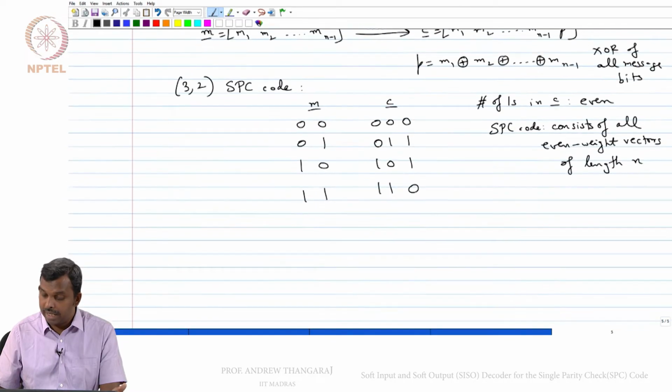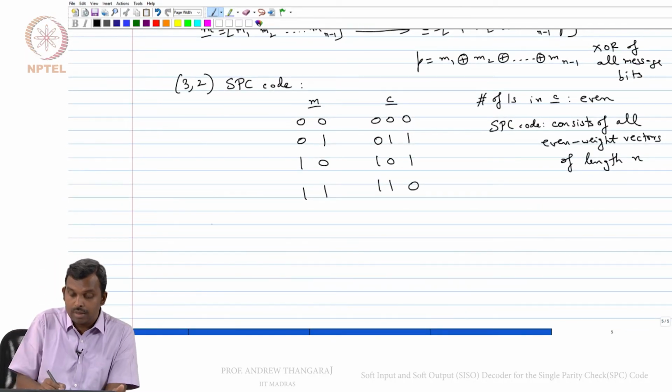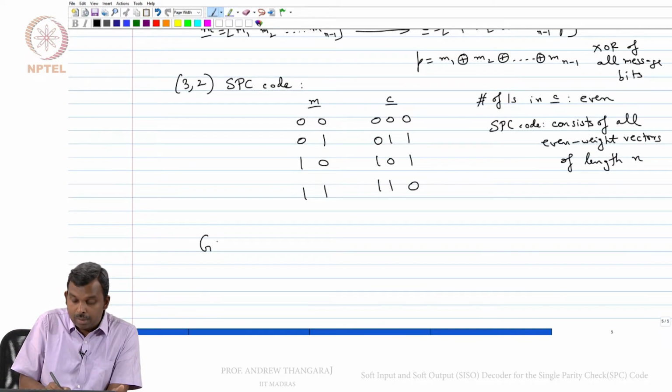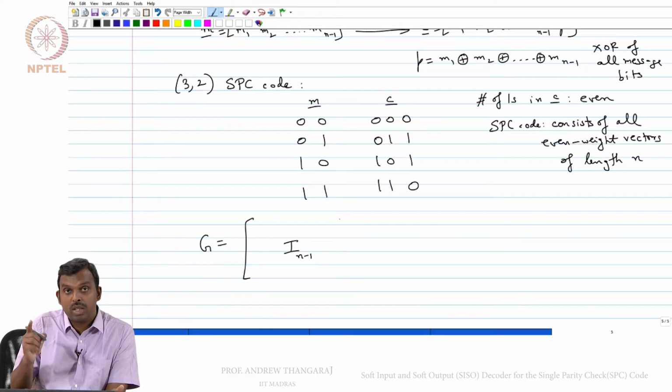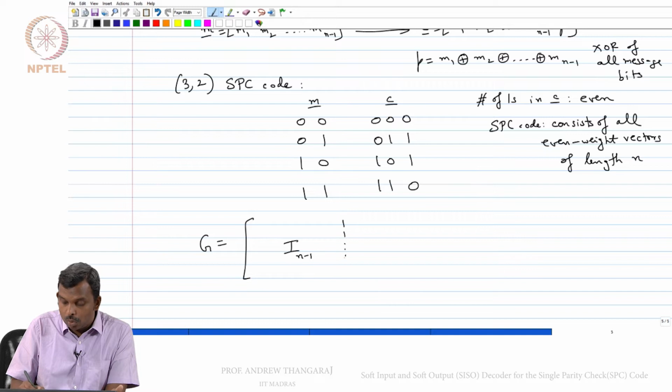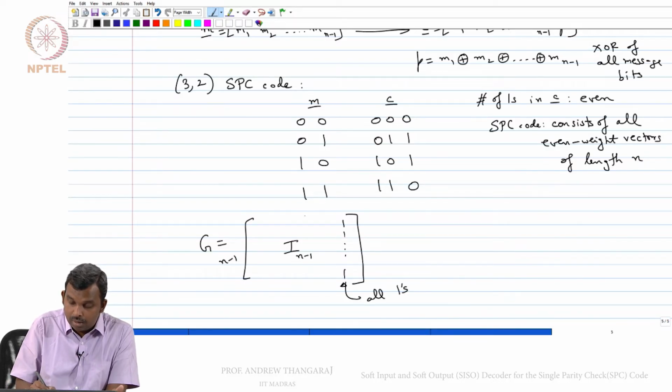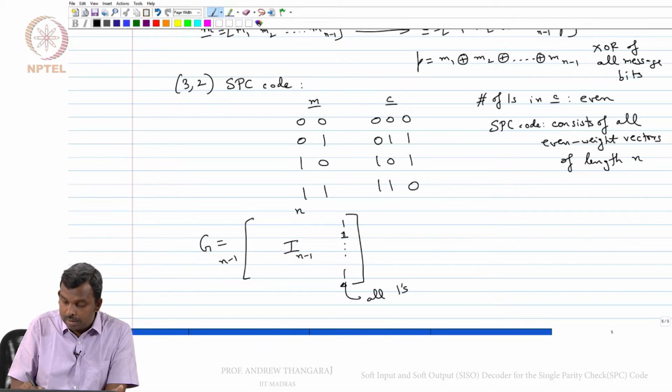Now, what about the generator matrix and parity check matrix for the single parity check code? The generator matrix is quite easy to write down. You have I n minus 1. Once you're done with the I n minus 1, the parity part has only a single column, and that is just all ones. All ones, it's column n here, after n minus 1. And then you have all ones coming up.